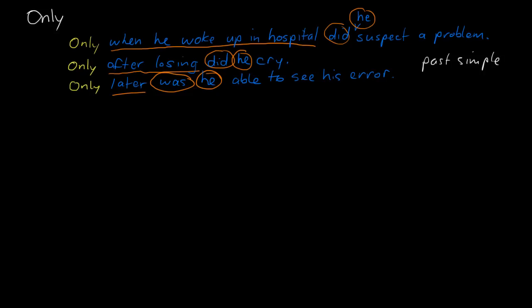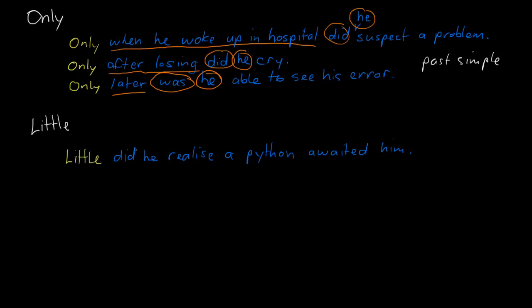Now, if we go to our next word that we're interested in, we have the word little. Now, little in this case does not mean small, as you're about to find out. So little did he realize a python awaited him, which means he wasn't aware or he didn't know. So he was ignorant to the fact that a python awaited him. And so little takes on an entirely different meaning when you use it as a negative adverbial.